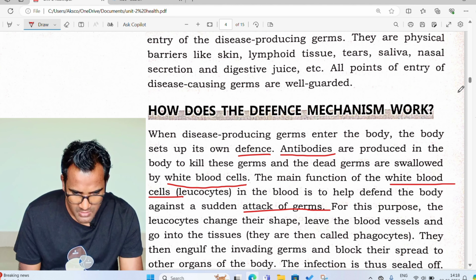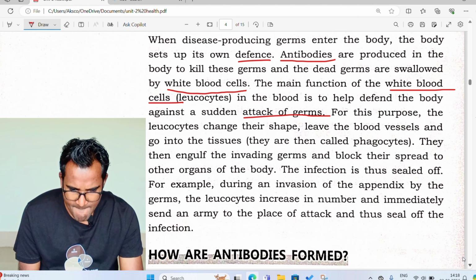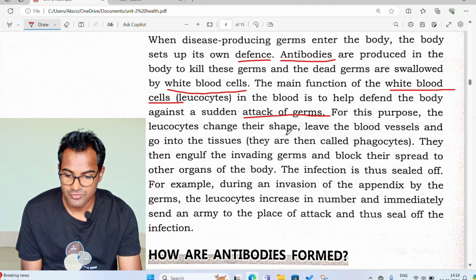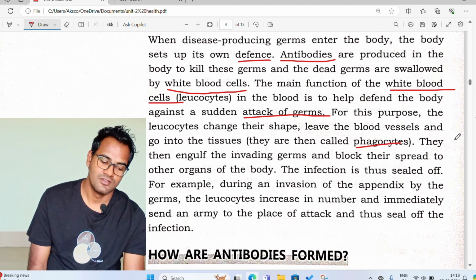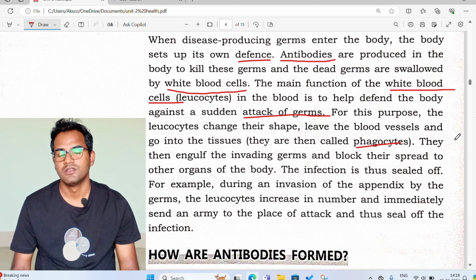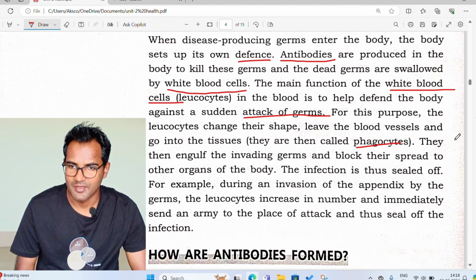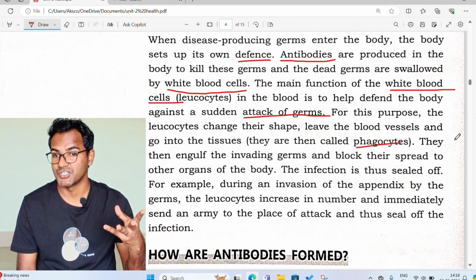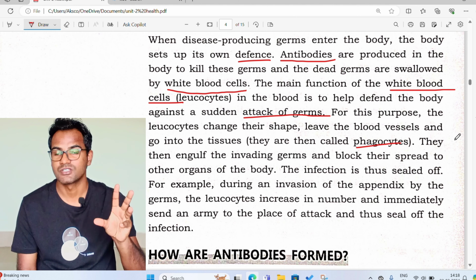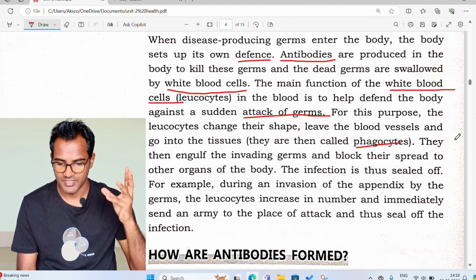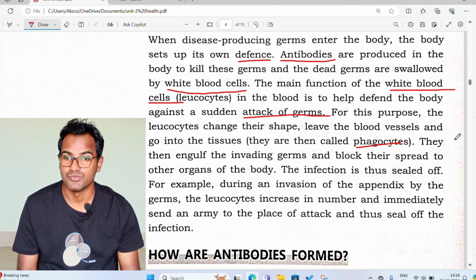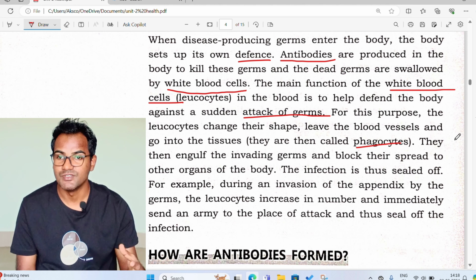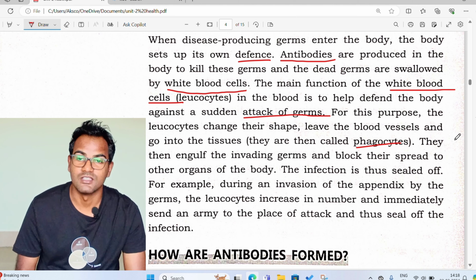Then what happens? Let us go down and see. For this purpose, the leukocytes change their shape, leave the blood vessels and go into the tissues. They are then called phagocytes. Now they have given another name. In order to kill the germs, the WBC will change its shape. The shape of WBC is not defined, it can be of any shape. It leaves the blood vessels and goes into the tissues, and in the tissues these WBCs are known as phagocytes.